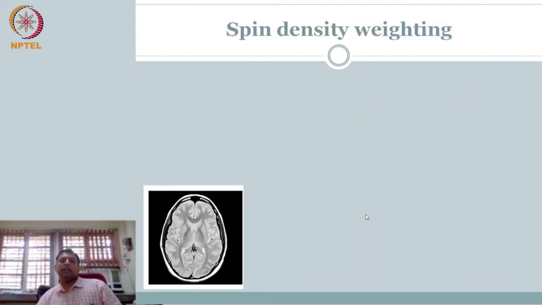So let's start. Proton density or spin density weighting. This is how you get this. Let's think about what is the meaning of proton density weighted. So proton density, you're sure where is the signal?